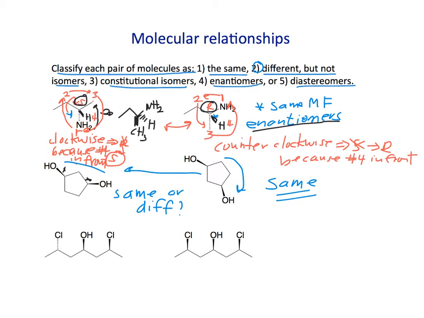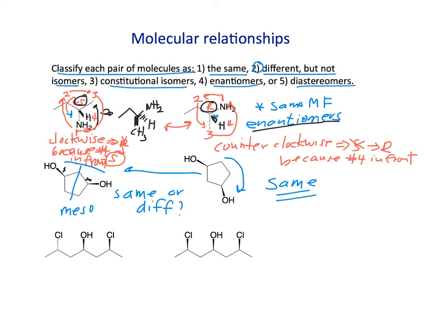Are these molecules chiral? No, they're not chiral. This is like an example we saw before, has a plane of symmetry right down the middle, and so this molecule is meso.